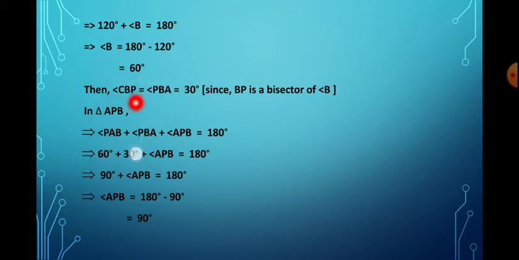Then angle CPB equals angle PBA. Why? Because PB is also the bisector of angle B, that is 60 divided by 2, 30 degree. So in triangle APB, angle PAB plus angle PBA plus angle APB equals 180 degree. So 60 degree plus 30 degree plus angle APB equals 180 degree. Adding this, 90 degree plus angle APB equals 180 degree. So angle APB equals 180 minus 90, that is 90 degree. Hence, we have proved that angle APB is a right angle.